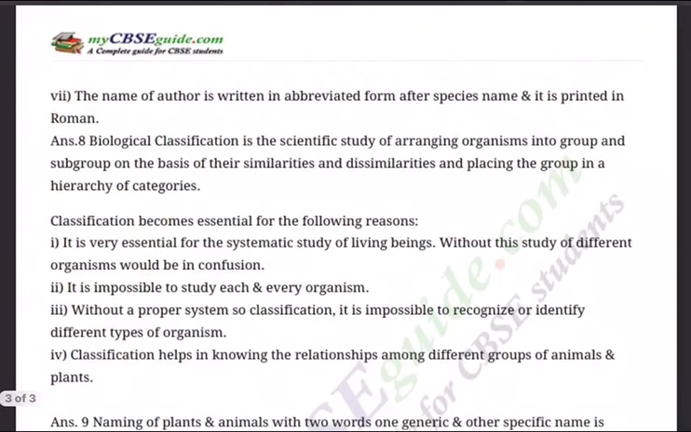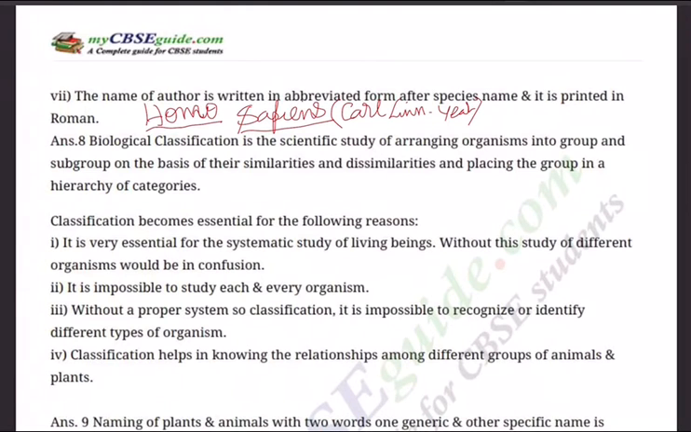Next. The name of author is written in abbreviated form after species name and it is printed in Roman letters. Like after writing Homo, H-O-M-O, Homo, H capital, underline. Then sapiens, S small letter, S-A-P-I-E-N-S, sapiens, underline. And then within bracket you write the author, Linnaeus, L-I-N-N, Linn. And in some books they will write the year also, year of naming this. So this is the way to write this.